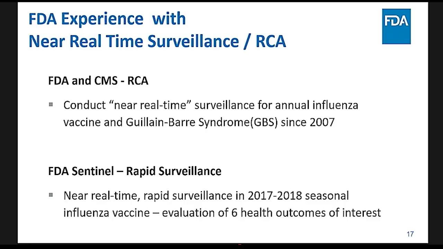So I just wanted to say that we have significant experience with near real-time surveillance and rapid cycle analysis. We've been conducting rapid cycles and near real-time surveillance for annual influenza and GBS since 2007. And then we've also done work in the FDA Sentinel PRISM system, where we did a rapid surveillance type of project too, where we looked near real-time at 6 health outcomes of interest during the 2017 and 18 seasonal influenza vaccine. Next slide.